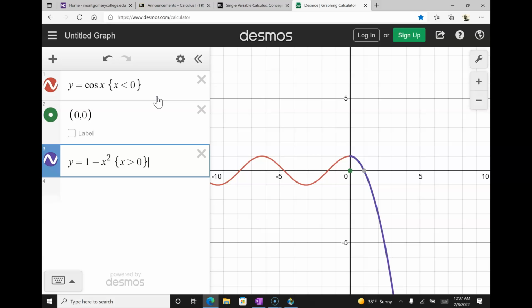What's the derivative of cosine? Do you remember? Negative sine. Negative sine. So what's negative sine evaluated at 0? 0. What's the derivative of 1 minus x squared? Negative 2x. What's negative 2x evaluated at 0? So do the slopes match up?